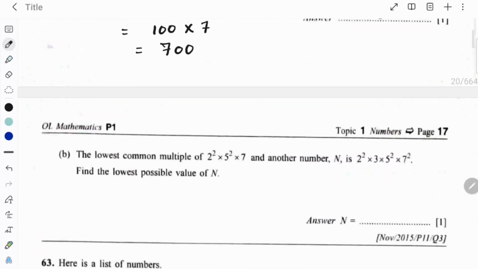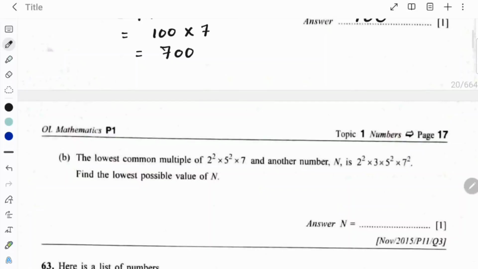Okay, the next part B of the same question: the lowest common multiple of 2 square into 5 square into 7 and another number n is 2 square into 3 into 5 square into 7 square. So that is the LCM. Find the lowest possible value of n. So again I'm writing down the number 2 square into 5 square into 7 and a number n, and remember we have to keep the lowest possible value. We don't know what is that number n.